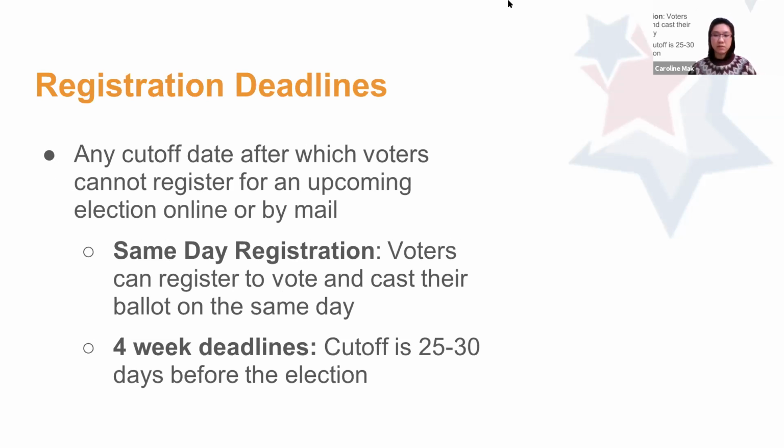So the policy we'll be referring to is same-day registration, where voters can register to vote and cast their ballot on the same day. This is also known as election day registration. In contrast, there are states that also have 4-week deadlines, which the cutoff is actually 25 to 30 days before the election. These states still have those deadlines from a time when we had paper-only systems. So in this report and the webinar, you'll see findings relating to these policies and turnout. However, there are some things that you won't see because we don't have the data yet, but we are really looking forward to finding out.